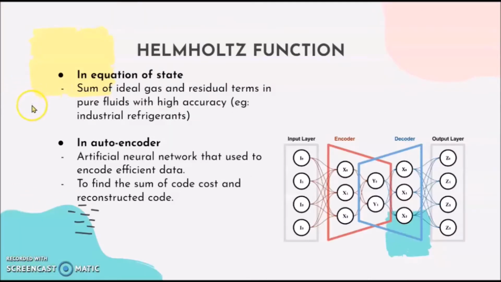Next is Helmholtz function. In equation of states, the sum of ideal gas and residual terms in pure fluid with high accuracy, for example in industrial refrigerants, and another one in autoencoder to find the sum of code cost and reconstructed code. This will be explained more in application.